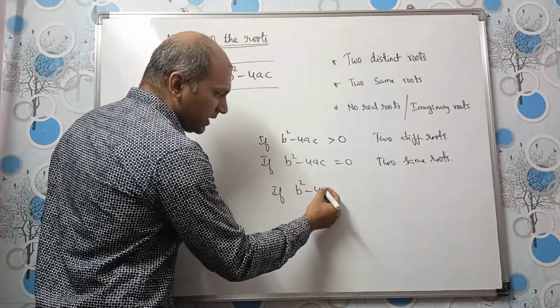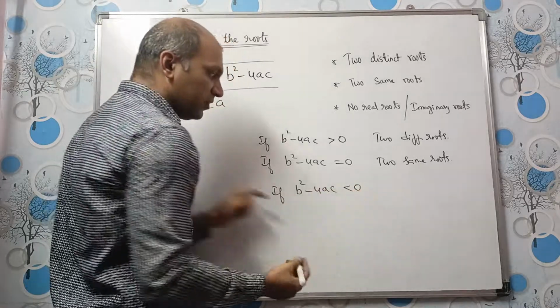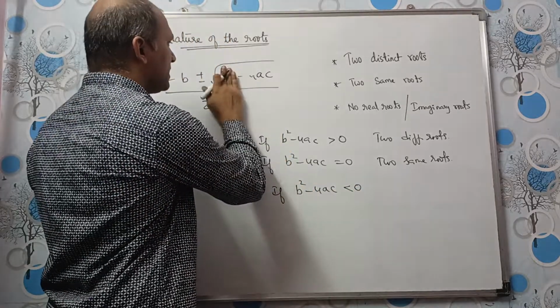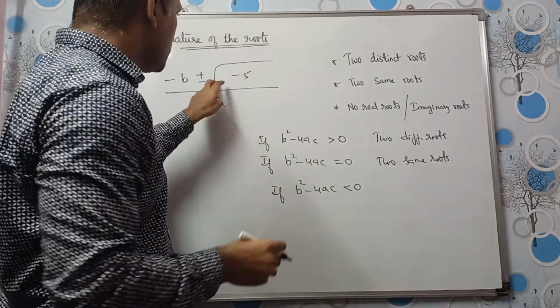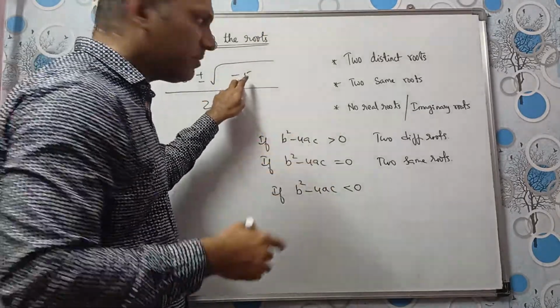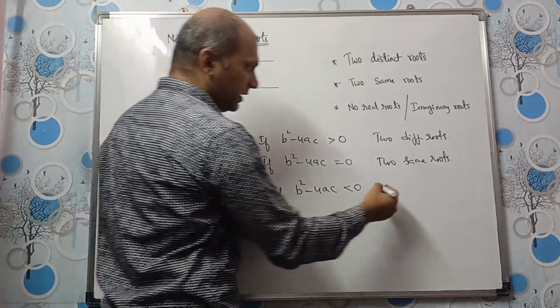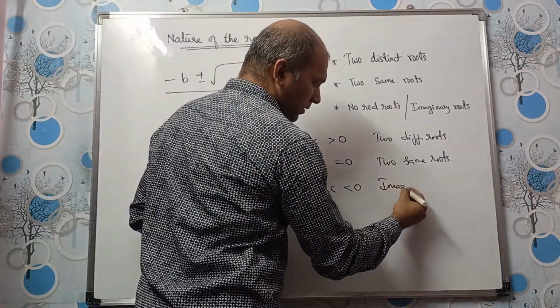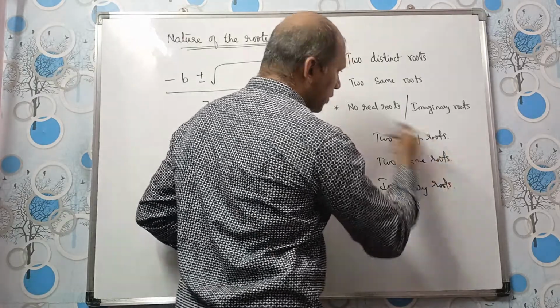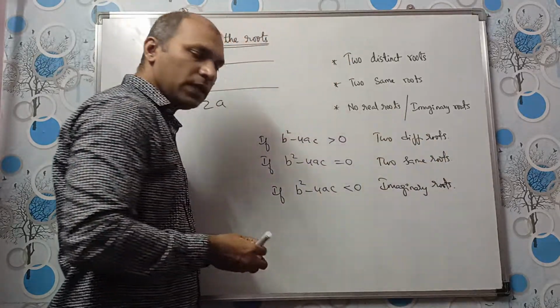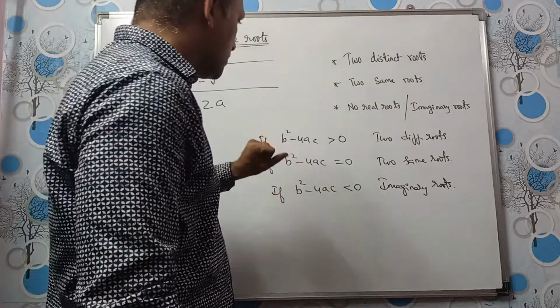If b square minus 4ac is negative, negative means less than 0, like minus 5, minus 1. Just now we learned roots of negative numbers are imaginary, right? So we'll have imaginary roots, or we can say no real roots exist. So this is the nature of the roots.